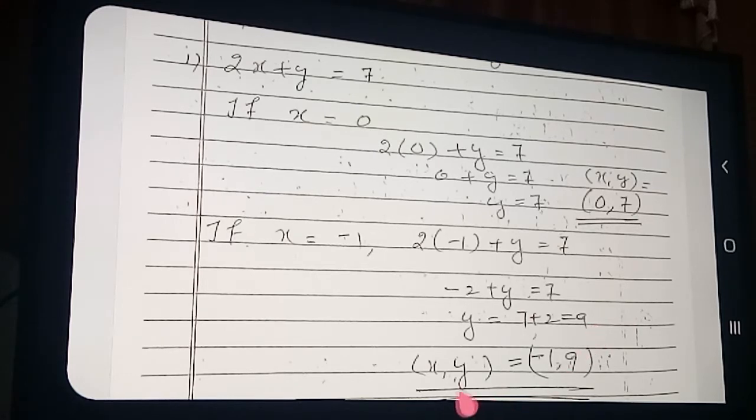Okay, so you got the second solution. The ordered pair (x, y) is equal to the ordered pair (-1, 9). So the second solution is now (-1, 9). The ordered pair (-1, 9) is also a solution of this equation. Okay, you copy that much.